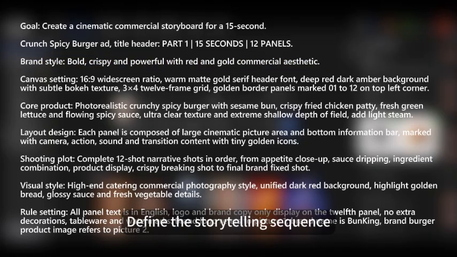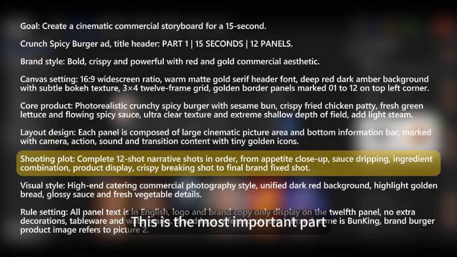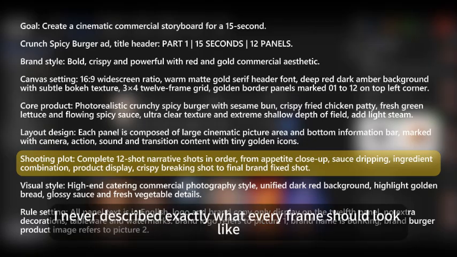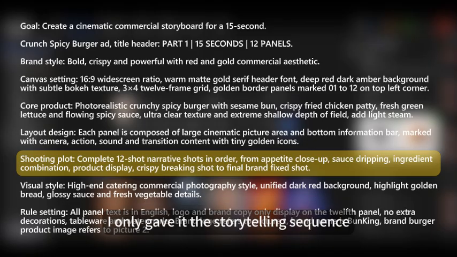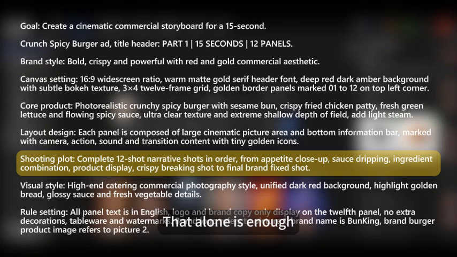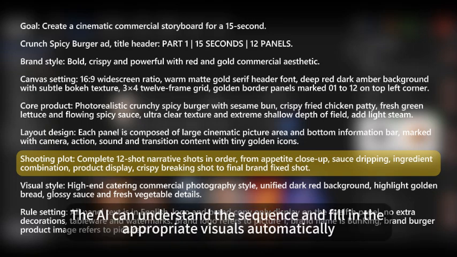Third, define the storytelling sequence. This is the most important part. I wrote, from appetizer close-ups to dripping sauce to ingredient combinations, and finally the brand end card. I never described exactly what every frame should look like. I only gave it the storytelling sequence. That alone is enough. The AI can understand the sequence and fill in the appropriate visuals automatically.